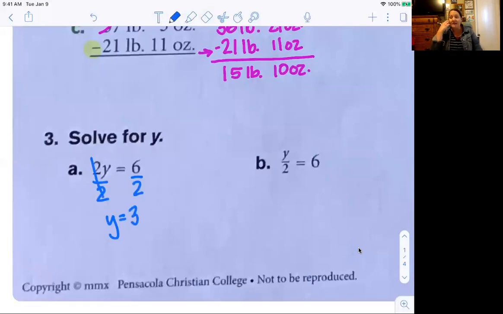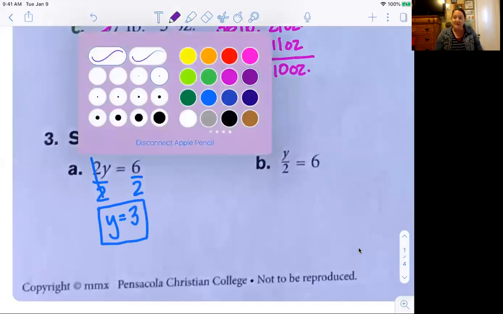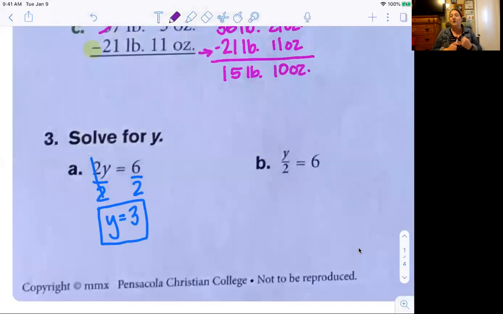Now, it doesn't say to check. So let's orally check. Let's just make sure. We're going to plug in a 3 where we see the y. 2 times 3 is 6. 6 equals 6. We're good. Y does equal 3. So if the curriculum does not say to check, number 1, you could always check. You can write it down yourself. Or you can orally check or mentally check to see if you have the correct answer.